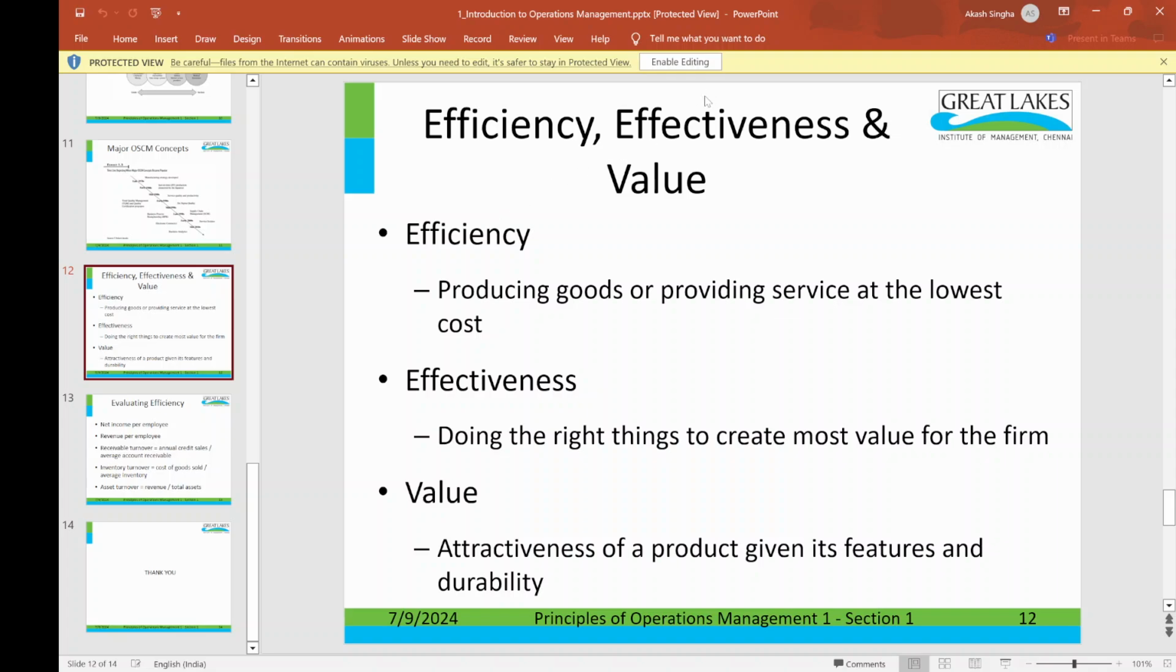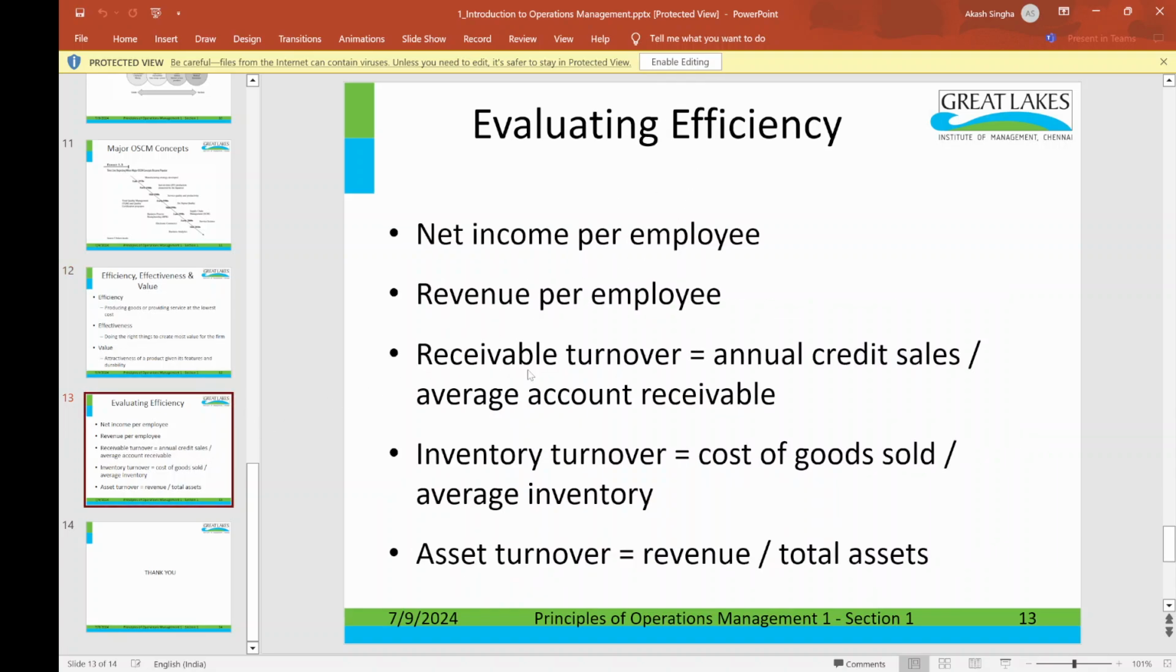Efficiency, effectiveness, and value. Efficiency is producing goods or providing service at the lowest cost. Effectiveness is doing the right things to create the most value for the firm, and value is the attractiveness of a product given its features and durability. Okay, and there are some descriptions, but there is nothing much about it.